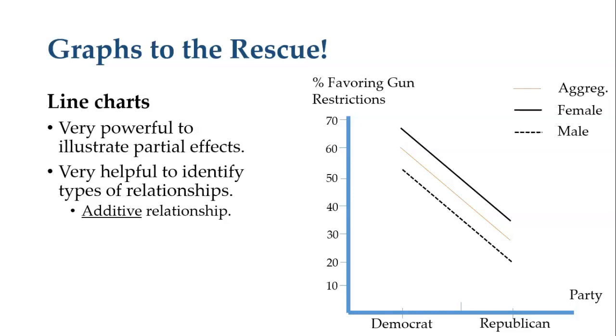The red line is the aggregated version, or what might be the relationship between X and Y without seeing Z. And the black line is basically what happens with this relationship when you control for female, and the dashed line is when you have male Democrats and male Republicans, and you can see that there is an additive relationship here, right?